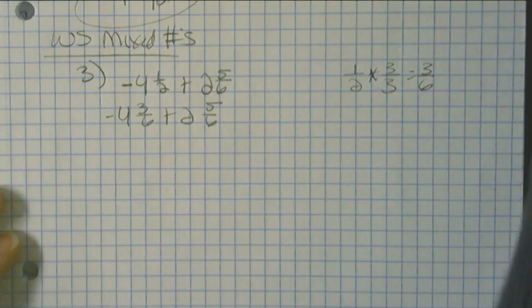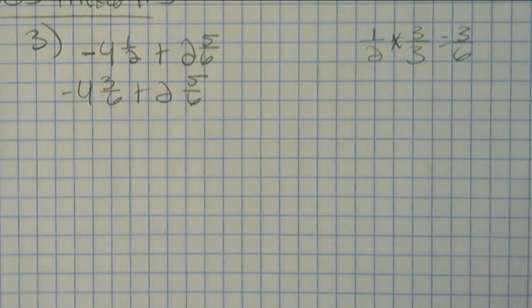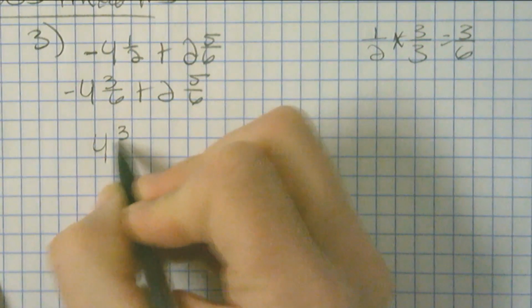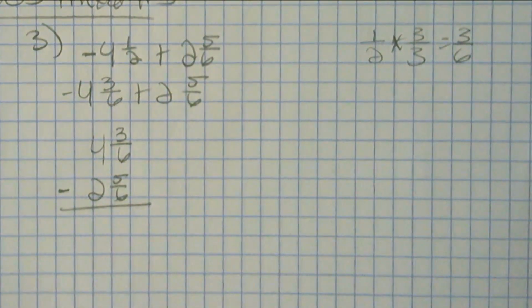Well, I'm adding two numbers with different signs, which means I'm subtracting their absolute values. So the work I should see is 4 and 3/6 minus 2 and 5/6. Are you cool so far?